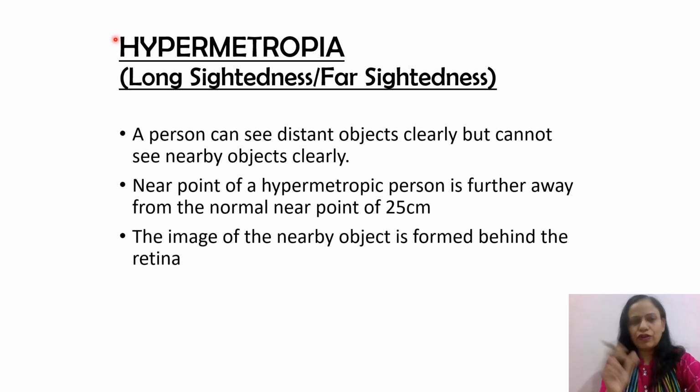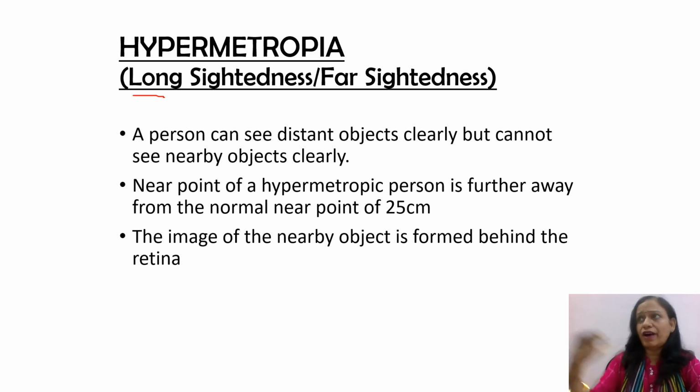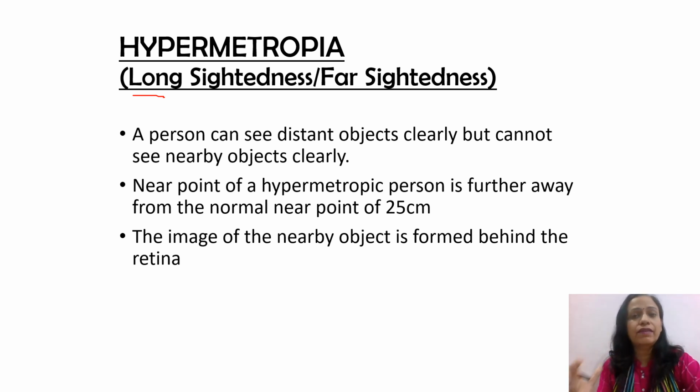If you compare it with myopia, it's a long word. So it means long sightedness or far sightedness. That means a person who is suffering from hypermetropia is far sighted. He can see the far off objects very clearly, but he cannot see the nearby objects clearly. So hypermetropia is the exact reverse of myopia. The person can see distant objects clearly, but cannot see nearby objects clearly. This is what defines hypermetropia.